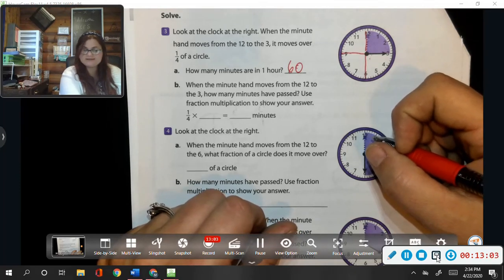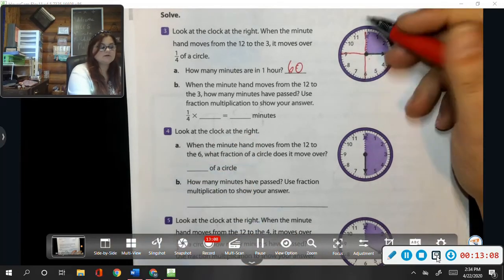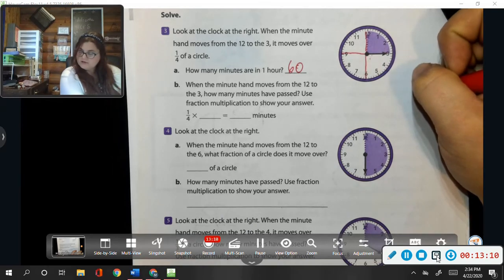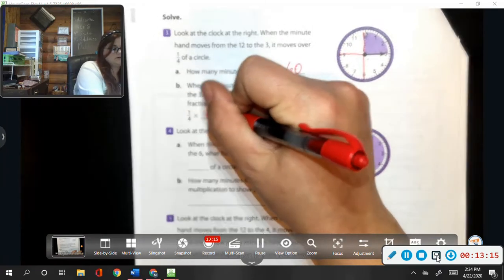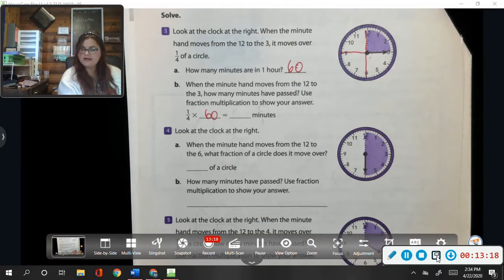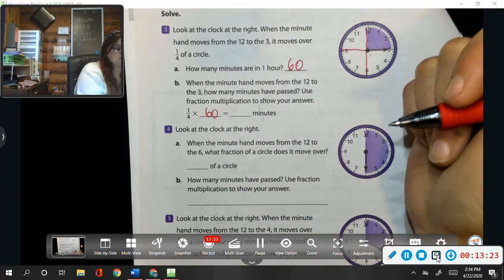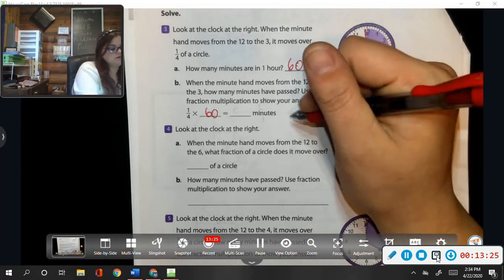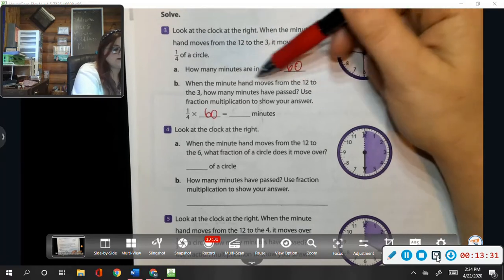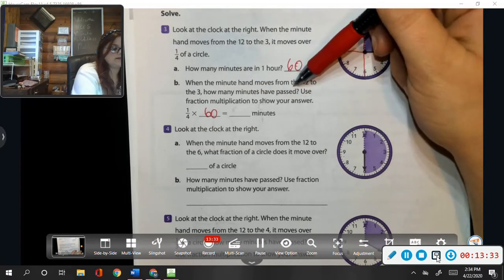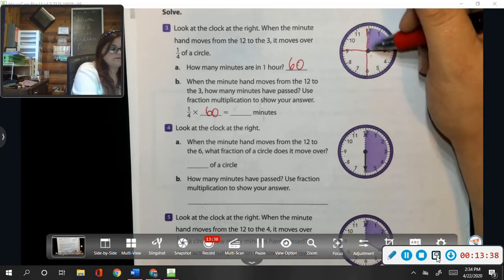It says use fraction multiplication to show your answer. Well, if each one of these quarters is worth 60, then we would have, let's see, 60 times, hang on, make sure I'm doing this right. Don't quite understand where they're getting at with this. When the minute hand moves from the 12 to the 3, how many minutes have passed? Use fraction multiplication to show your answer.